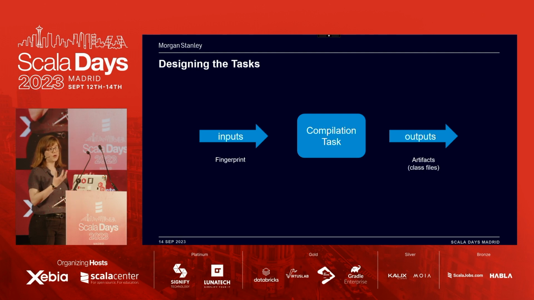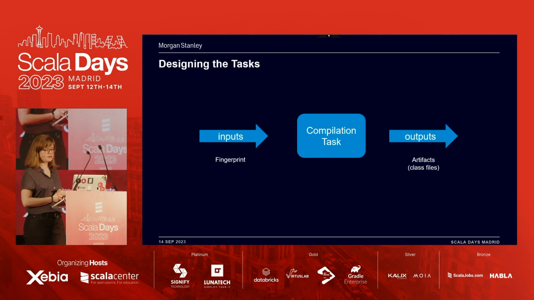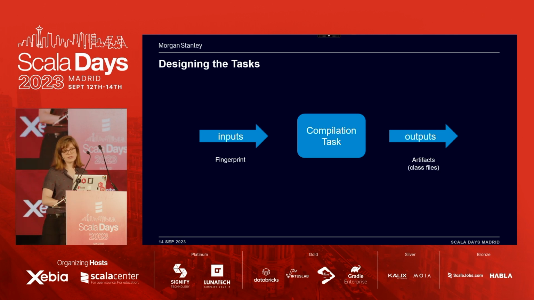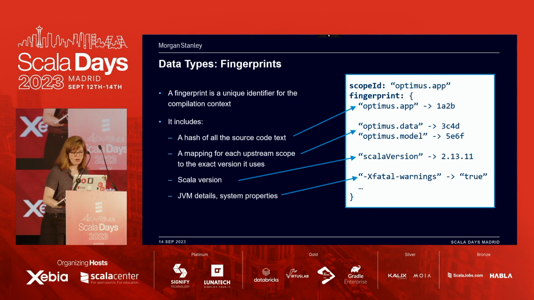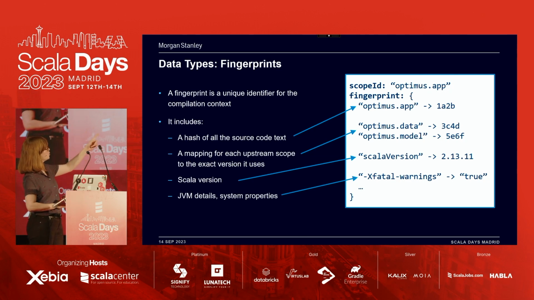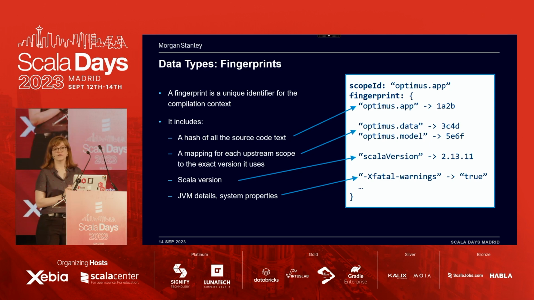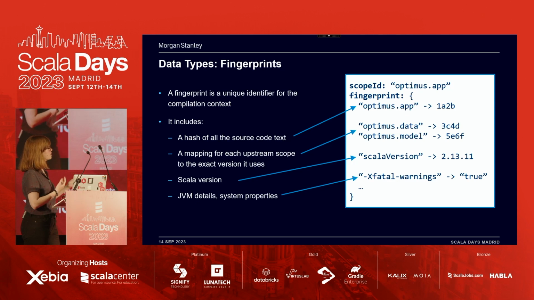We need to be able to control and say that anything that could affect the outcome of this compilation task has to be part of my input so that I can ensure the replayability of each function. So what we call that is a fingerprint. And let's begin to think about what needs to be in the fingerprint. In this example, for our scope, we're going to have a hash of all of the source code. That's pretty useful. Like if the source code changes at all, we're going to have a different hash.